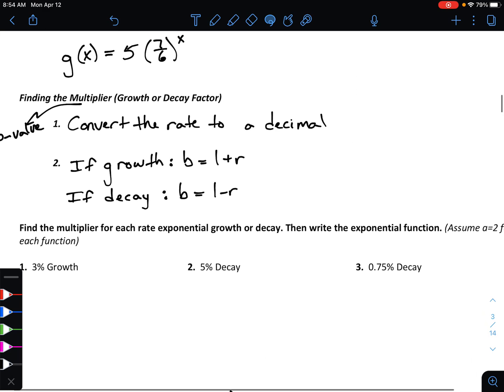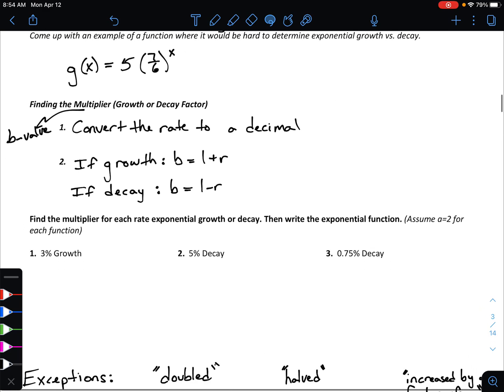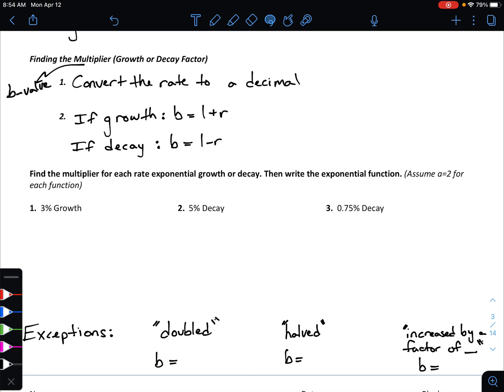Okay, so let's do some practice with that. Let's do some practice with finding the multipliers. We'll also go ahead and do some practice with writing an exponential function. We're going to assume that our starting value is 2 for each of the functions that we write.